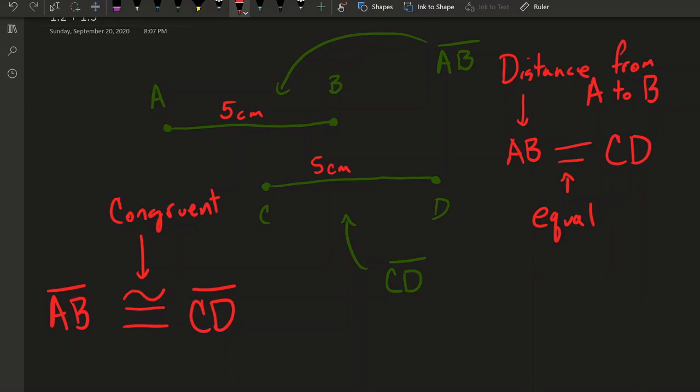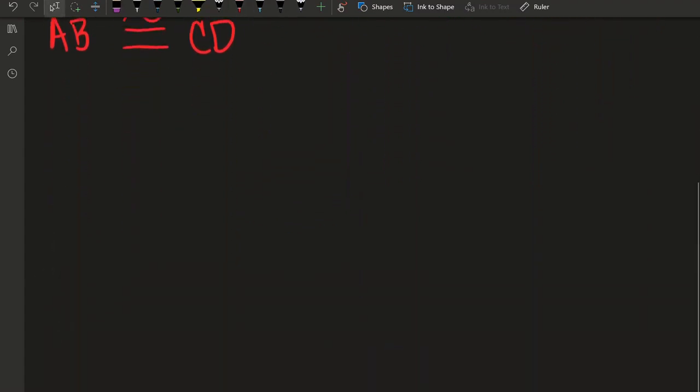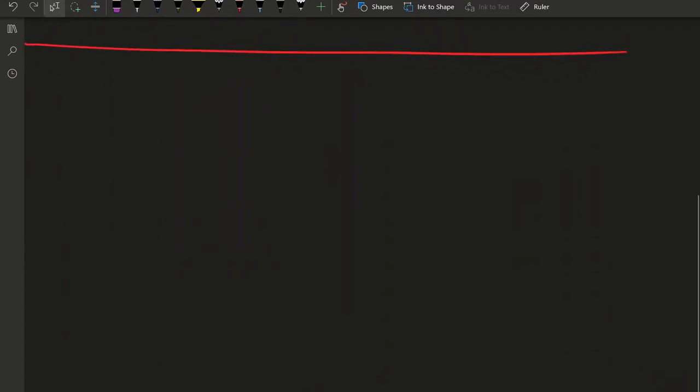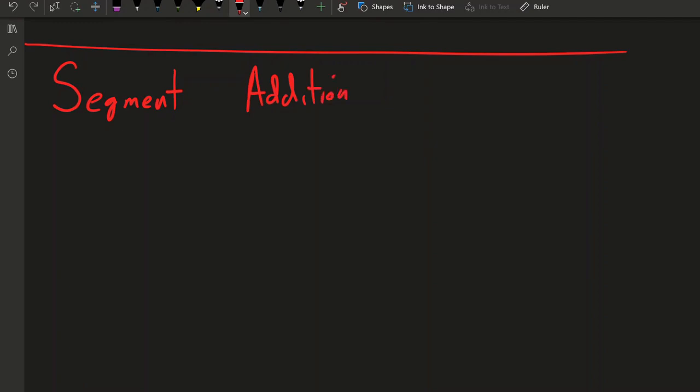AB is not the same as CD. They are not the same picture. They're two different pictures that are identical. That's what congruent means here. Now this brings us to our first postulate. Postulate is just a fancy way of saying it's a rule, but this is the segment addition postulate.